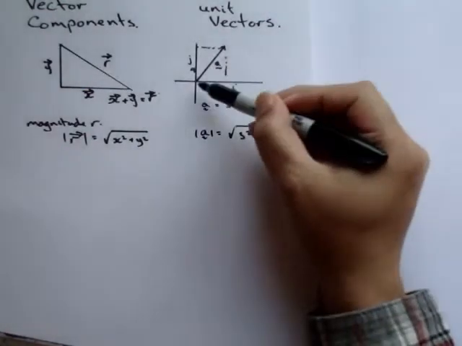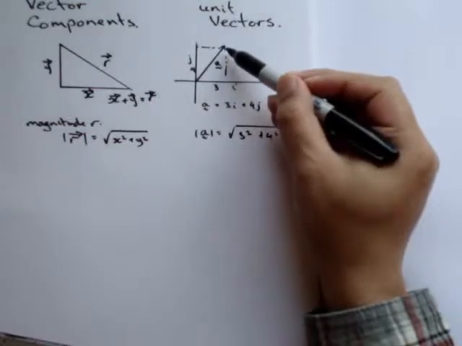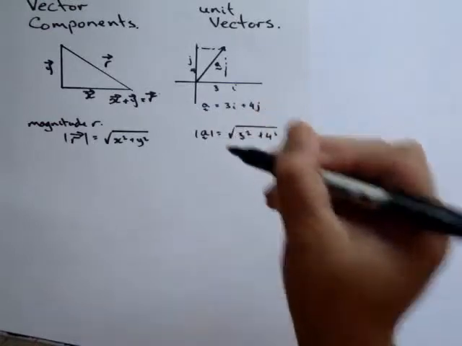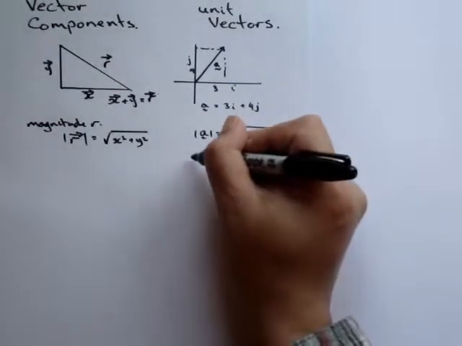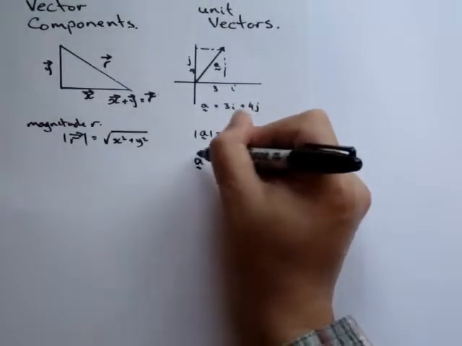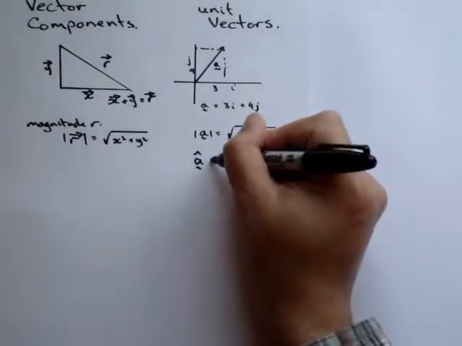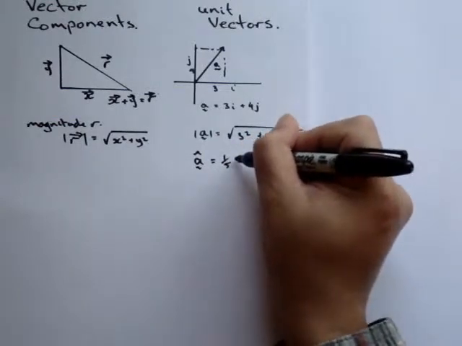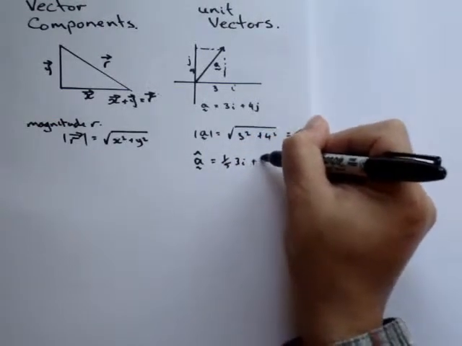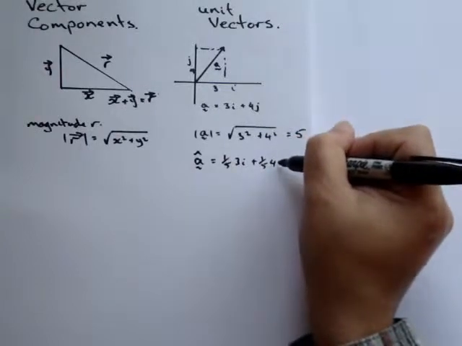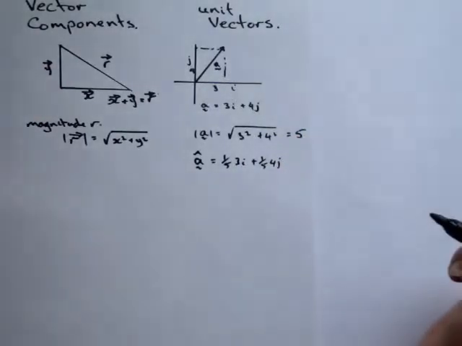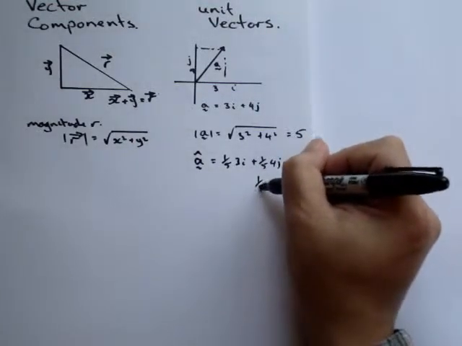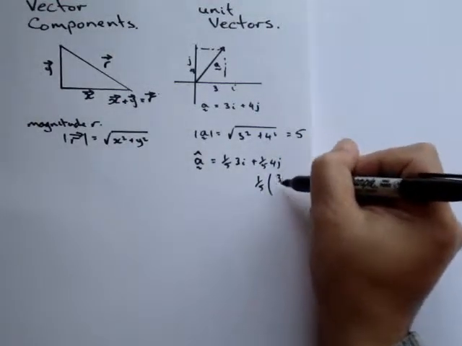Now if we divide that vector by its magnitude, we get what's called the unit vector, and we write this as a with a little cap on the top, and this would then equal 1/5 3i plus 1/5 4j. So that's our unit vector. In column form, we write this as 1/5 (3, 4).